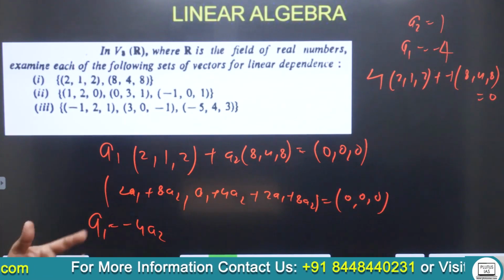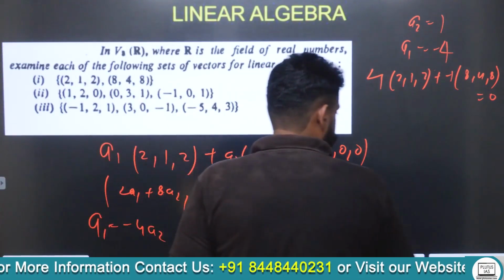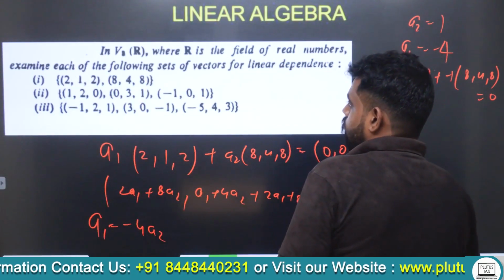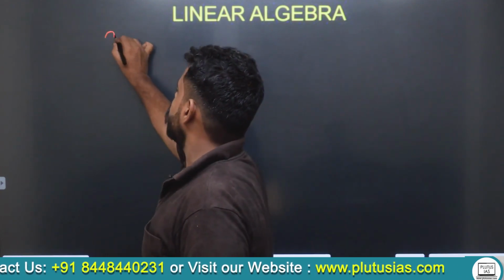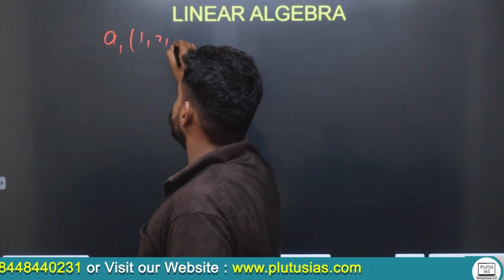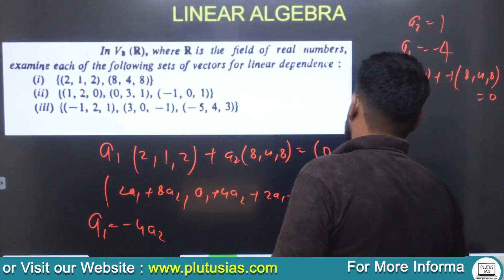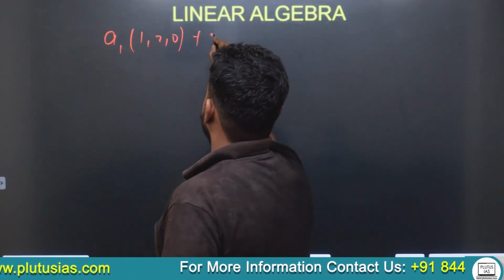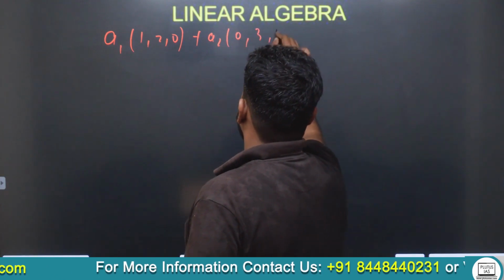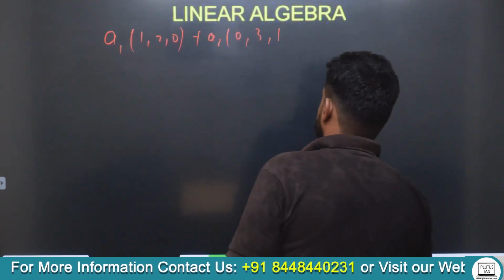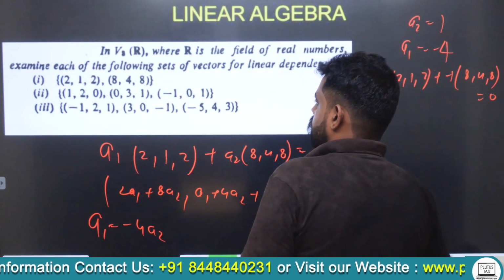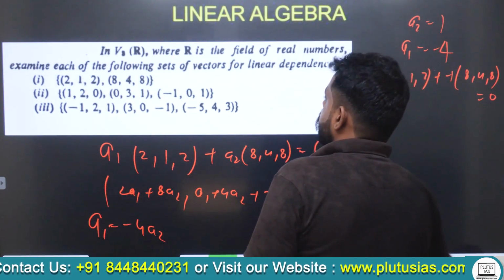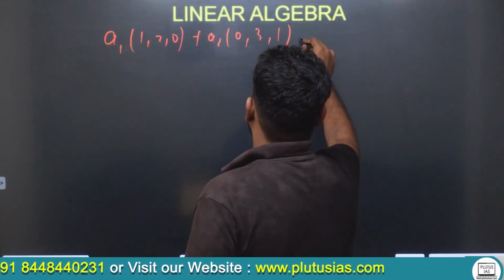So Gaurav, are you getting it? Mahesh and Bhagnana, are you getting it? Okay, what about the second part? Second one also: a1 times (1, 2, 0) plus a2 times (0, 3, 1) plus a3 times (-1, 0, -1).